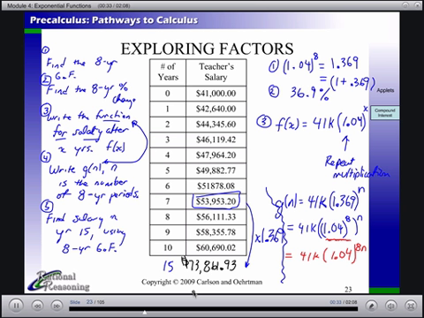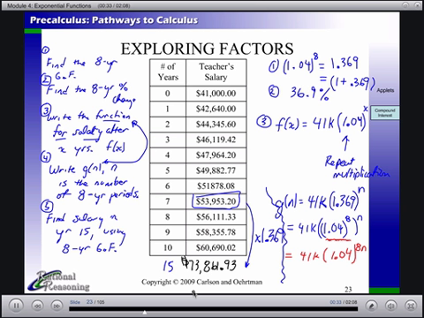Would it work with g of n if you raised it to the 1/8 n? You want to raise the function to the 1/8 n? So you have 1.369. Okay. Raise that to the 1/8 n. That'd give you the 1 year salary. That just takes you back to this function right here. Okay. Other questions?